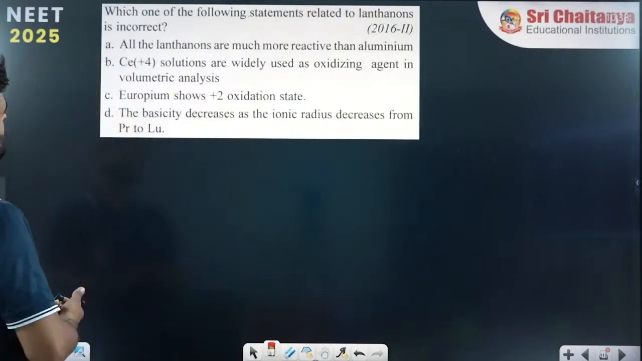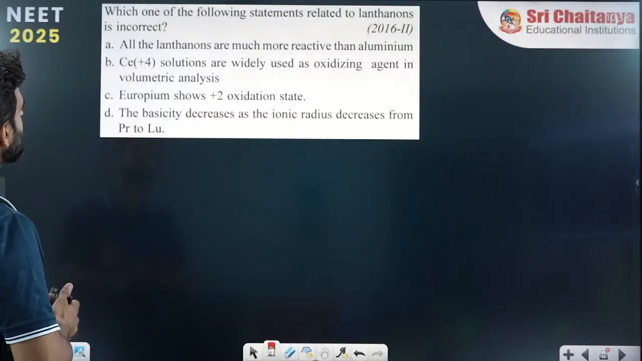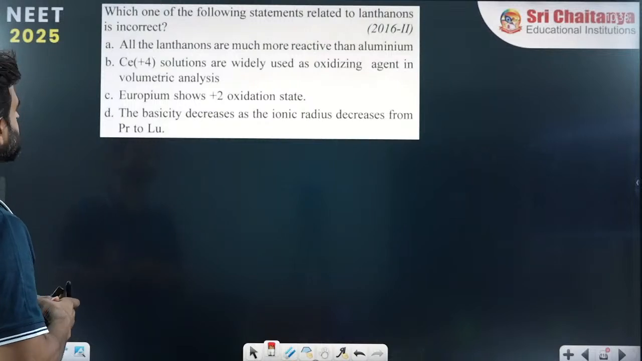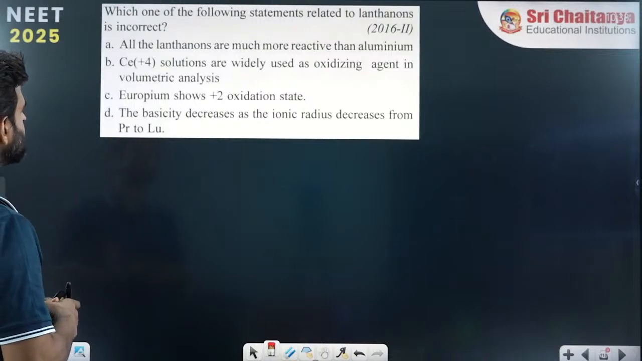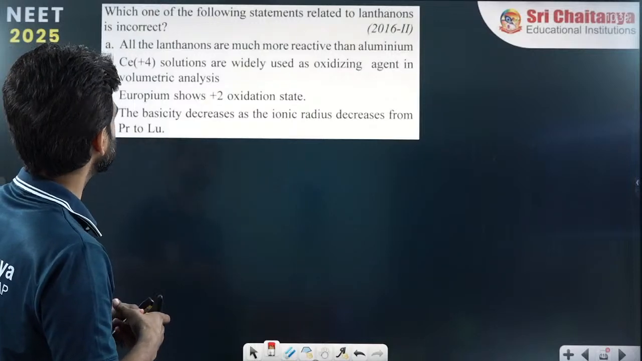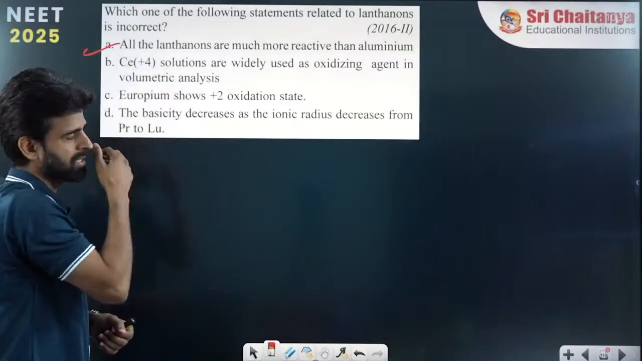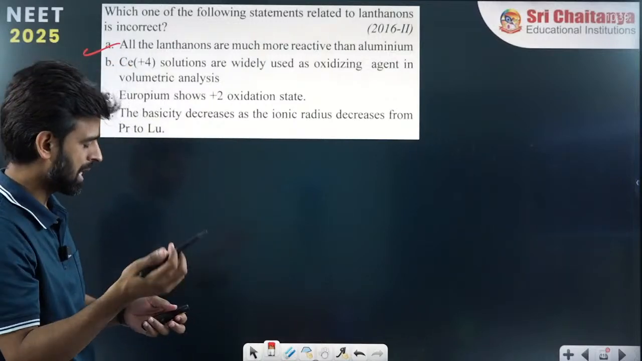Okay. Which one of the following related to the lanthanoids is incorrect? Fine. You say, beta, all lanthanoids are much more reactive than aluminum. No, they are almost as reactive as aluminum, not so highly reactive.